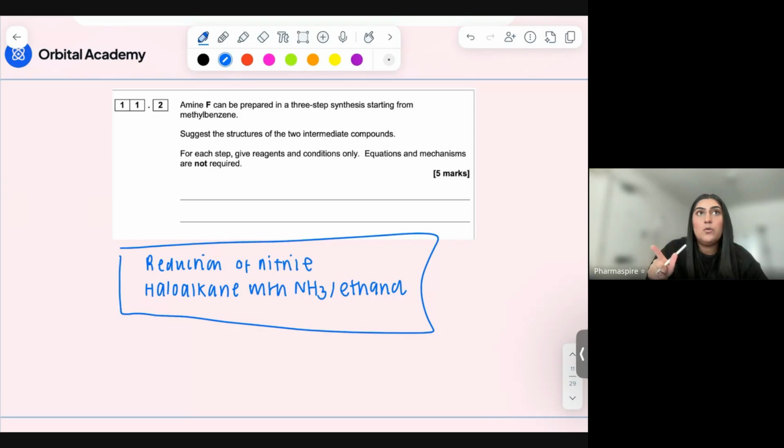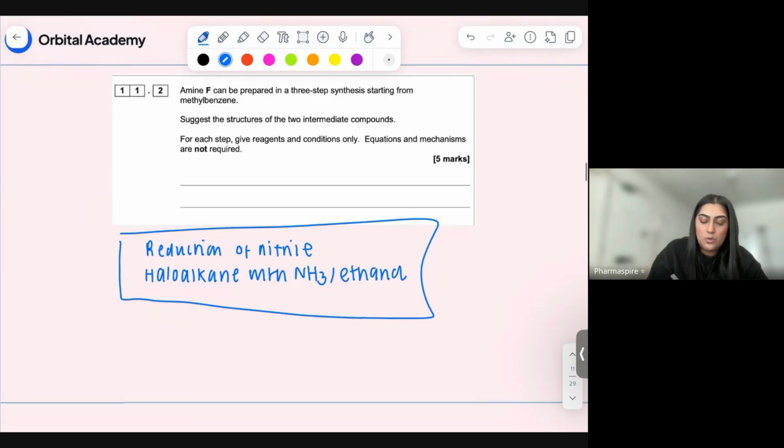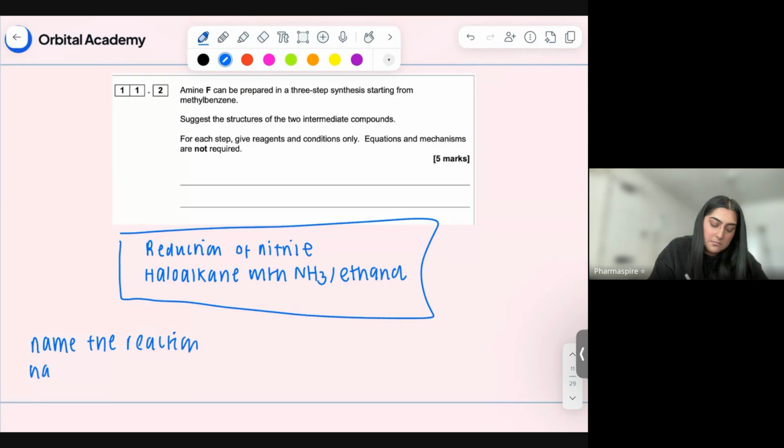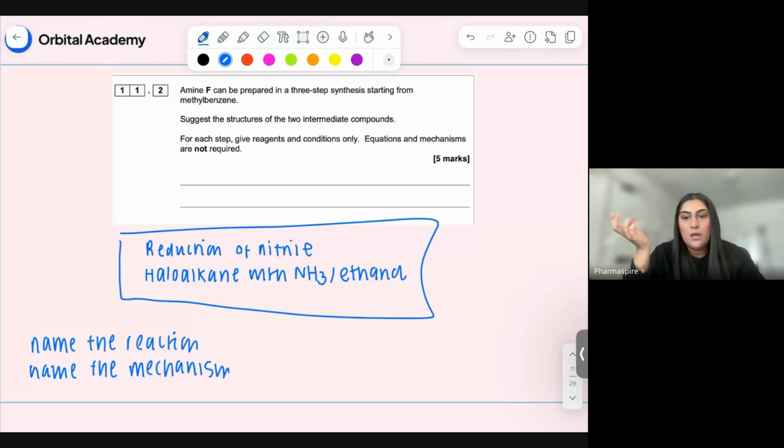Now, I also want to highlight, a lot of you don't know the difference of when they say to you, name the reaction and then name the mechanism. Okay, because a lot of you, for example, will say, oh, the reaction is reduction. That is right. So when they say name the reaction, that's when you start naming it like it's reduction or it's oxidation. But if they say name the mechanism, make sure to say, oh, it's nucleophilic or electrophilic. That's the difference between those two questions. So please remember the wording.